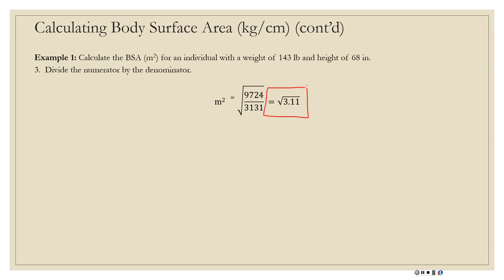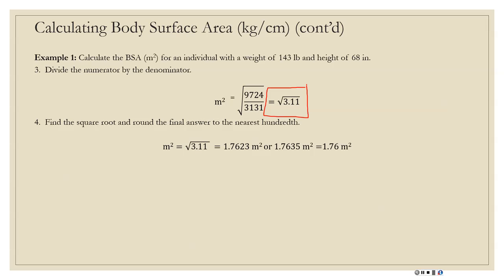We know we need to take the square root of that number, and we're going to round that to the hundredths place. Again, very, very important step. So we round to the hundredths place, and the hundredths place is right here. Since this is 4 or below, we do not have to round up. So this would stay at 1.76 meters squared.